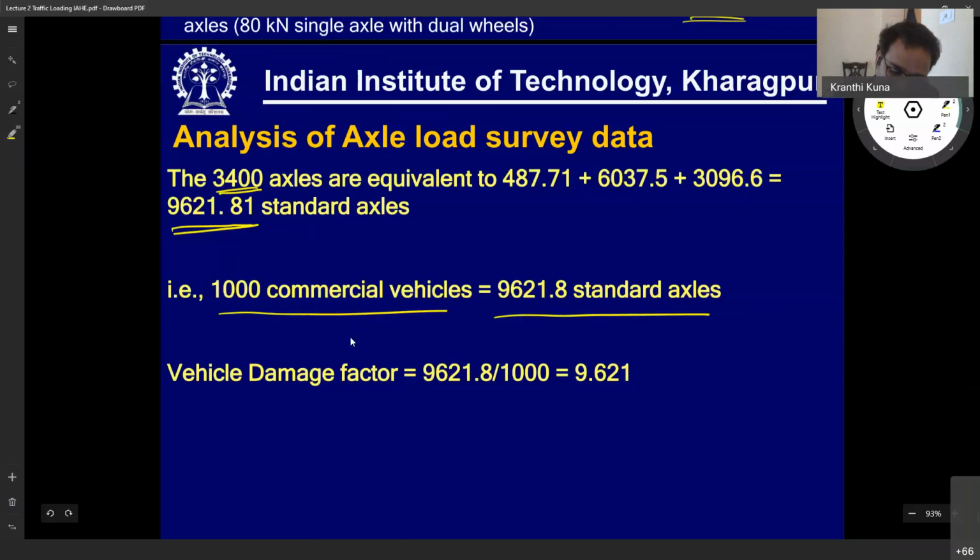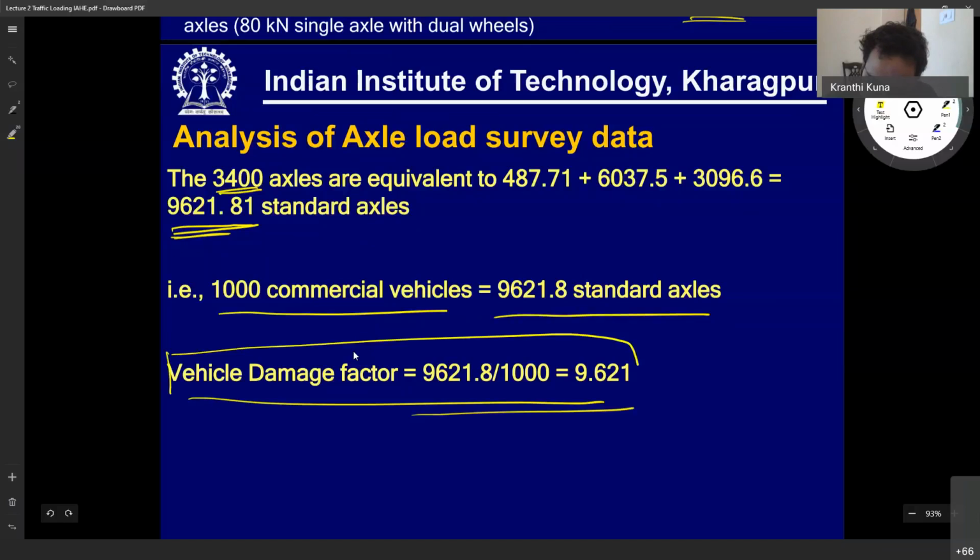Here you have only 9000, but if you are carrying out the design for a national highway and you forecast everything to your design life, it will definitely be in million standard axles. But the concept is what I'm explaining. And vehicle damage factor is this one. This is for the whole group, but we also do individual vehicle damage factors as well.